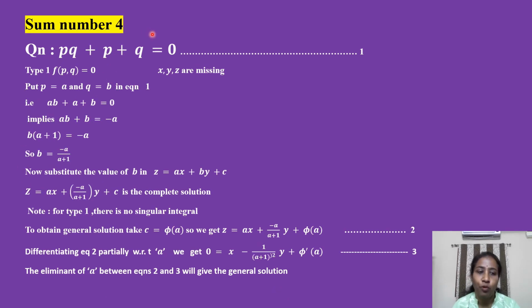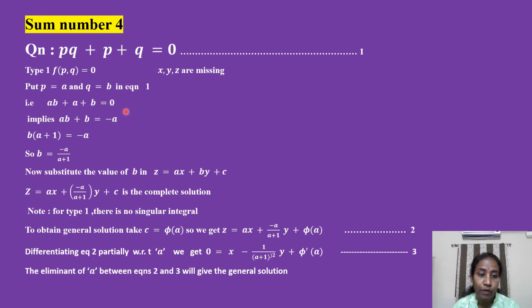Coming to sum number 4, the question is pq plus p plus q equal to 0. So we know that when there is no xyz and only pq is available, it comes under type 1 and this equation comes under type 1. So now I am going to substitute p equal to a and q equal to b in equation 1 and I get ab plus a plus b equal to 0.